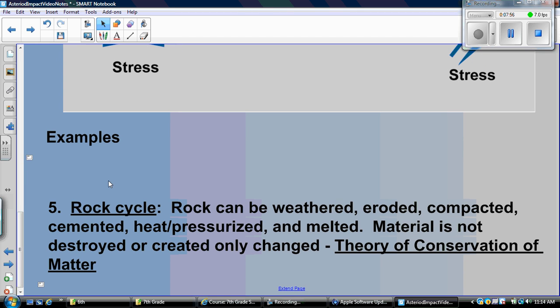Okay, and the last thing we want to talk about is the rock cycle. So rocks can be weathered, eroded, compacted, cemented. They can be heated, pressurized, and melted. But all those elements and compounds that make up that rock, that mixture, are not destroyed or created, only changed. That's our theory of conservation of matter. Matter cannot be created or destroyed, it can only be changed. So the rock cycle is an excellent example of the theory of conservation of matter.